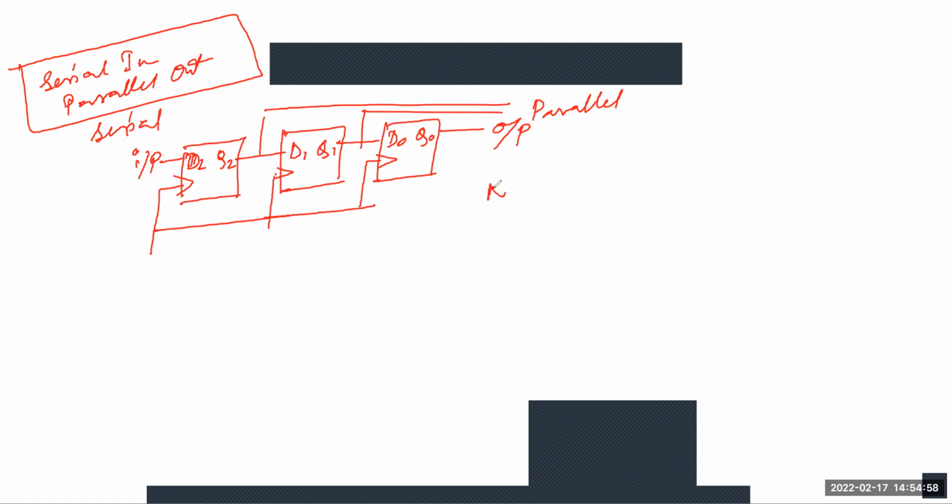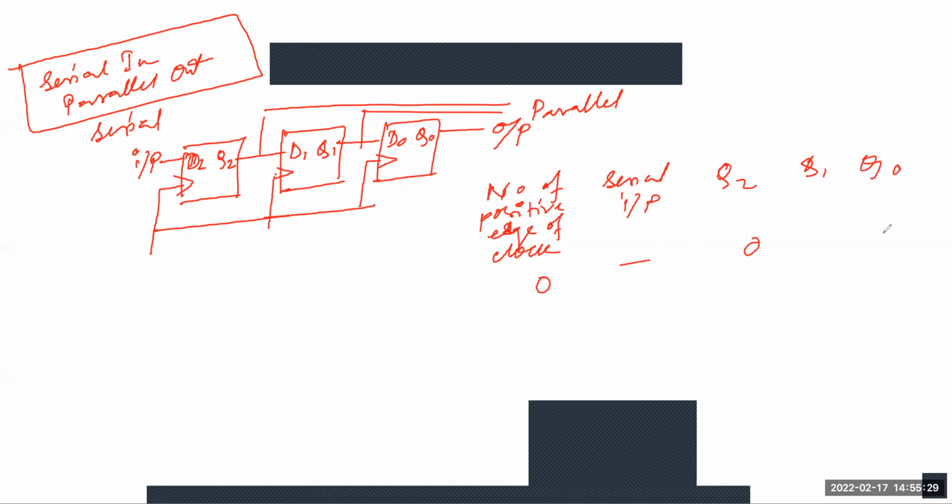So for this, we are writing the number of positive edges of clock. This is serial input. This is Q2, Q1 and Q0. So first is 0. For this case, it is 0 0 0. Next, the first number 1. So for this, the serial input is 1. In that case, only Q2 is 1. The rest are 0.